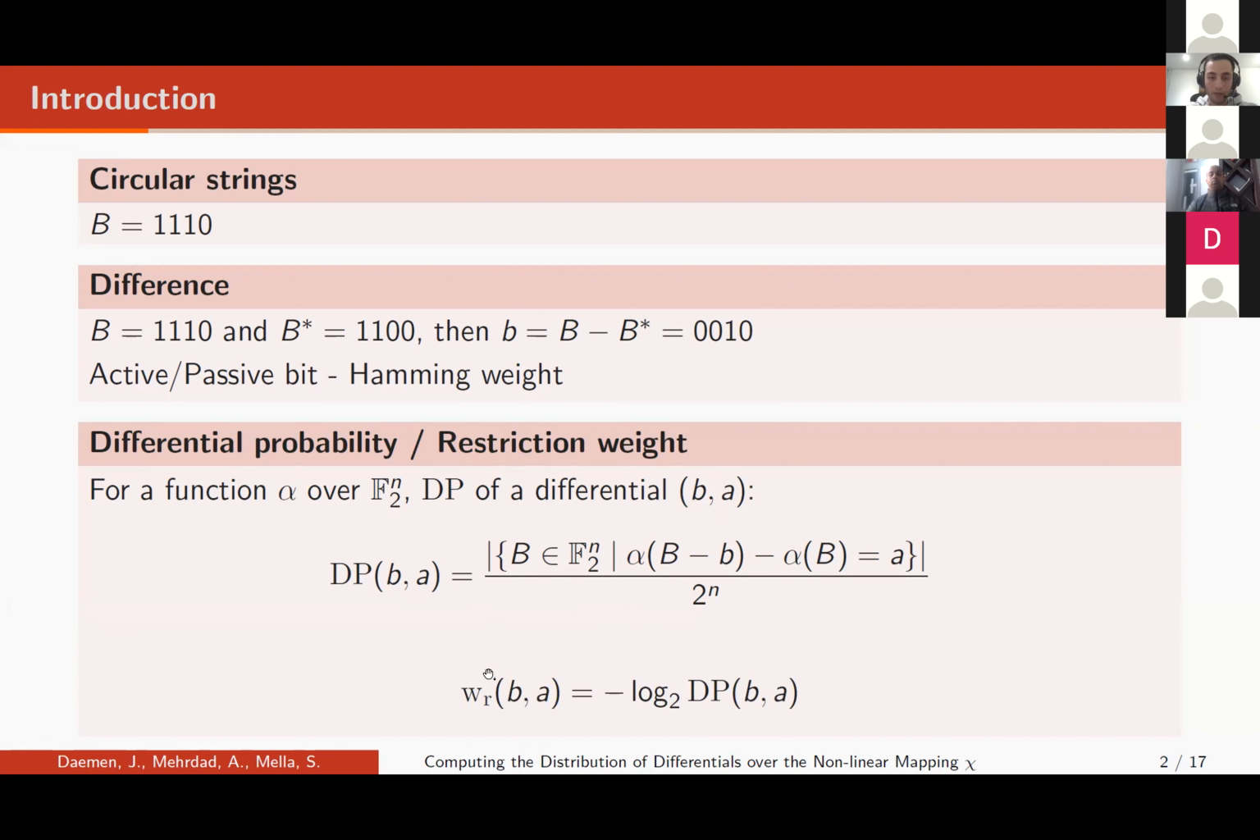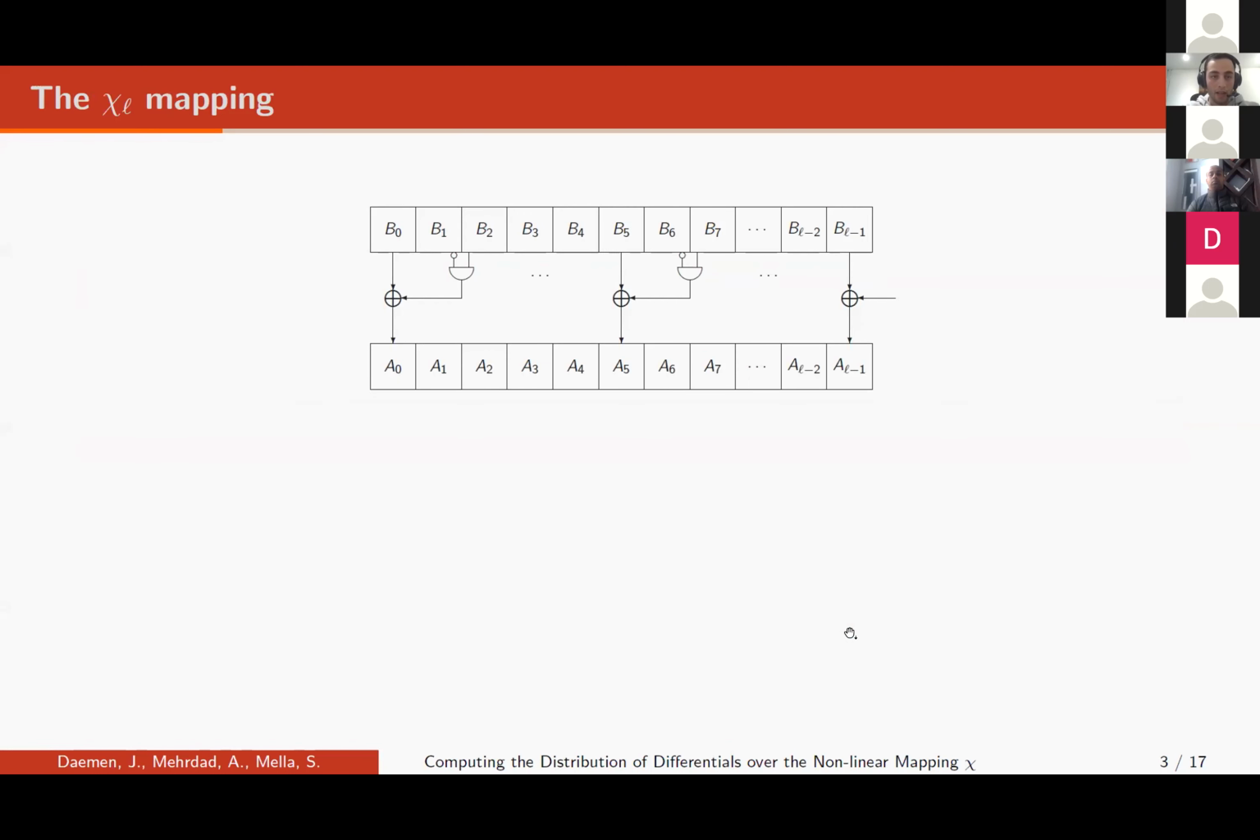And then we define another terminology, which is called restriction weight, and it is equal to minus log 2 of the differential probability of b goes to a. The next thing is the mapping chi and what it looks like. This is how it looks.